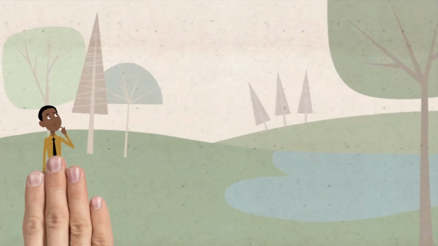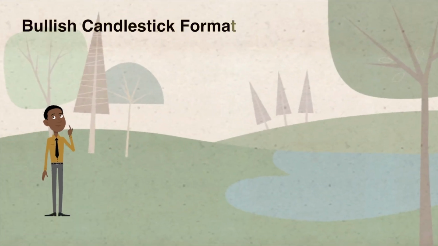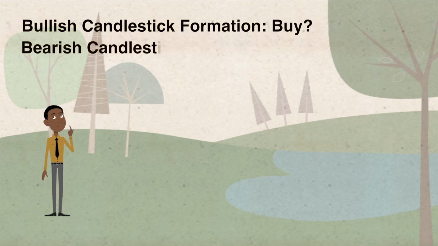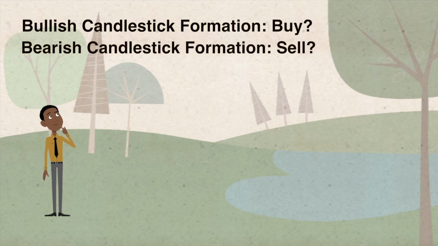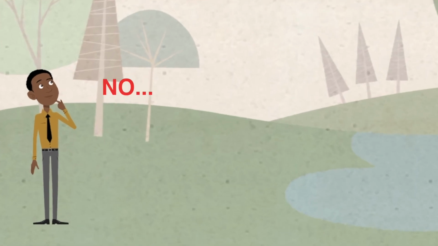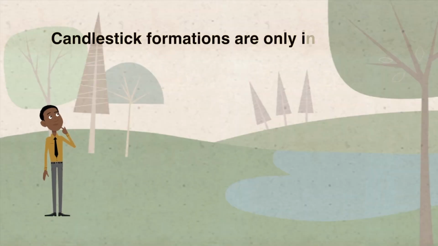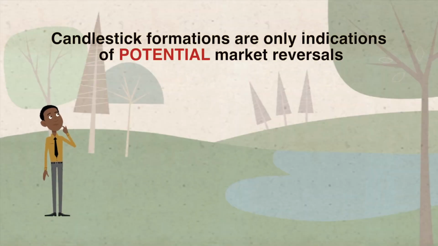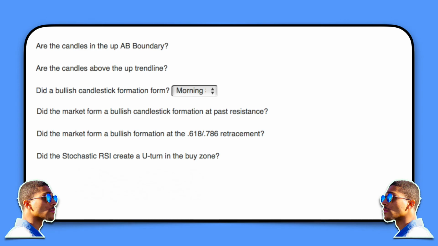With all that said, does it mean that every time I see a bullish candlestick formation, I should buy, and every time I see a bearish candlestick formation, I should sell? The answer is no. These candlestick formations are only indications of potential market reversals. They only provide you with one reason to enter the market. And when I trade, I look for 4, ideally 5 reasons of why I should enter the markets. But I will speak about these specific reasons in a later video.